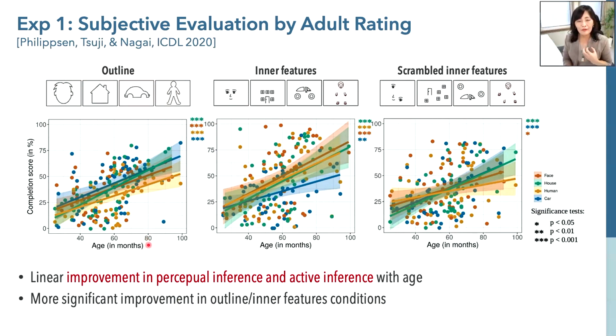So first, our conclusion is that their perceptual inference ability and also the active inference ability, which corresponds to their probing behaviors, nicely develop with age, and this score nicely supports the hypothesis.